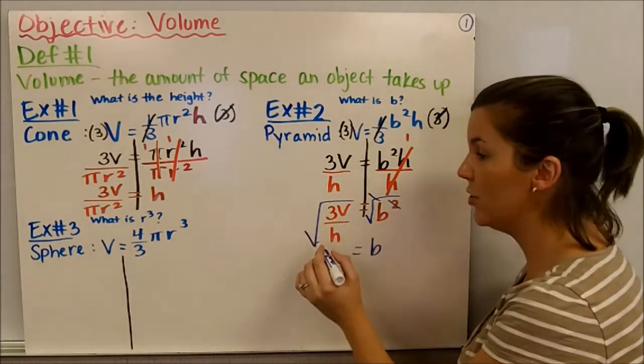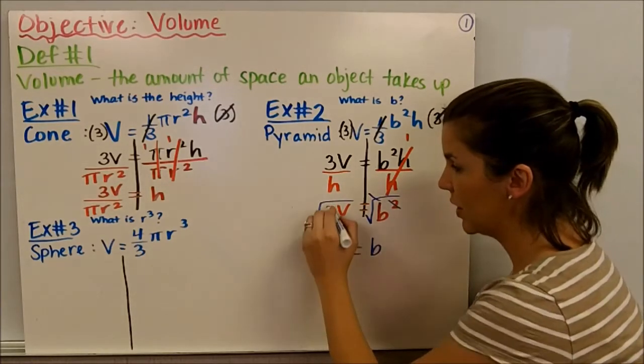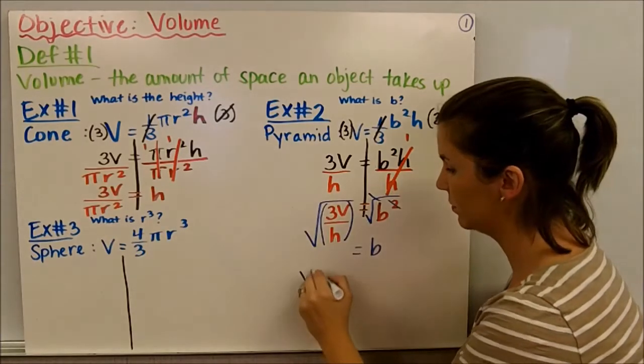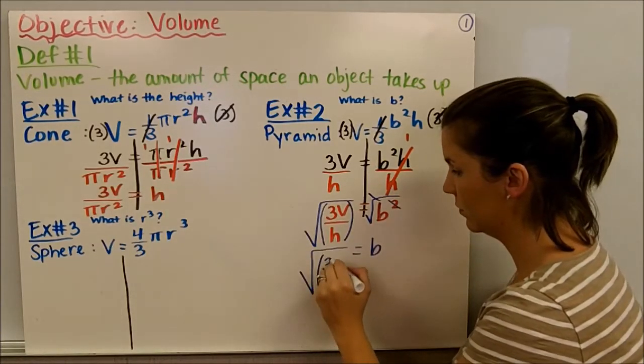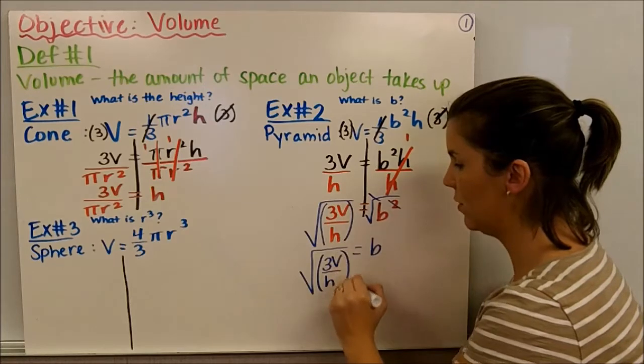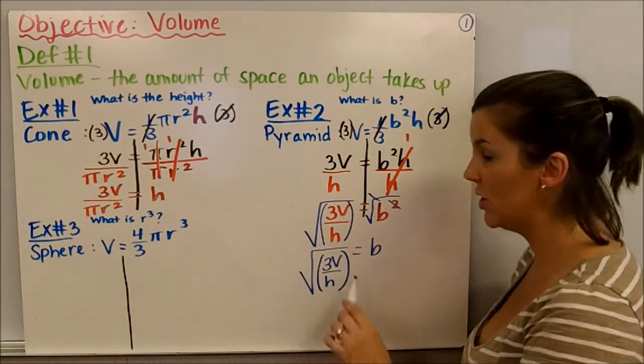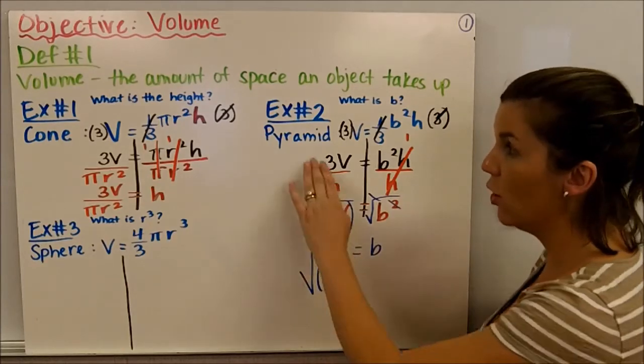All of this is underneath that square root. So to make sure that you know it's all under there, I can put parentheses around it. All of it is underneath the square root. So the square root of the quantity 3v divided by h is equal to the base for a pyramid.